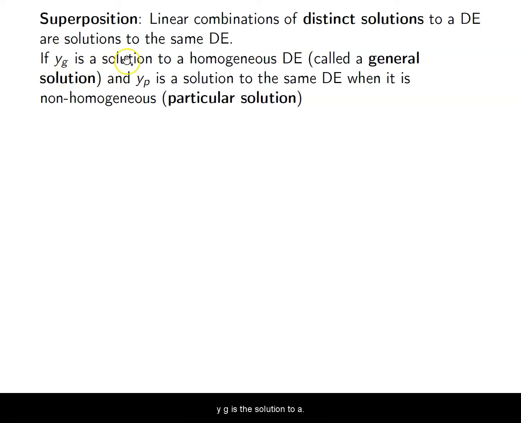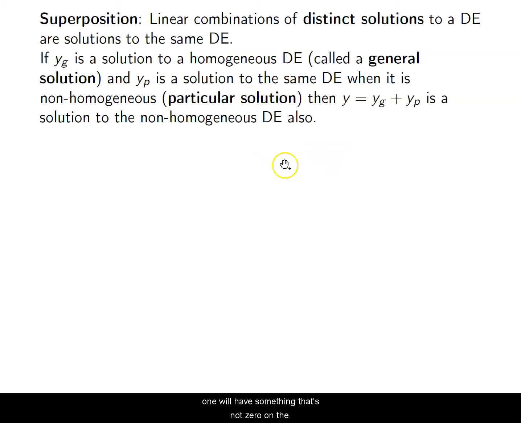YG is the solution to a homogeneous equation, right? So this equation is the same equation. It's just that one has 0 on the end and the other one will have something that's not 0 on the end. Then the superposition of those two solutions is going to be a solution to the non-homogeneous DE as well, right?